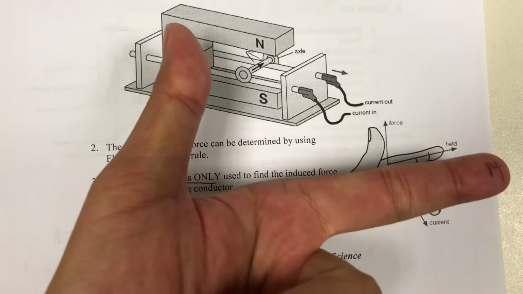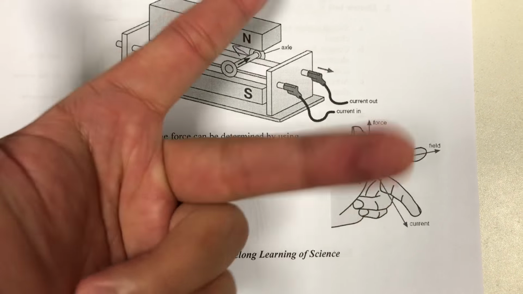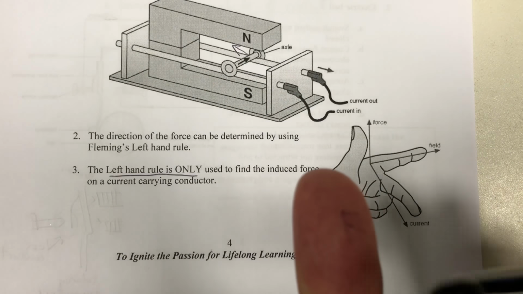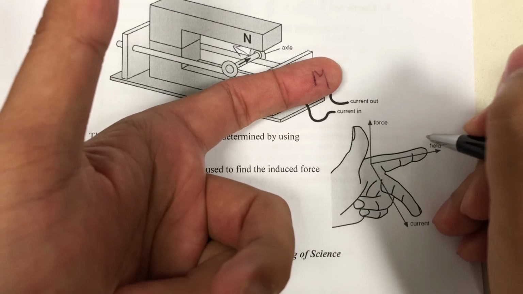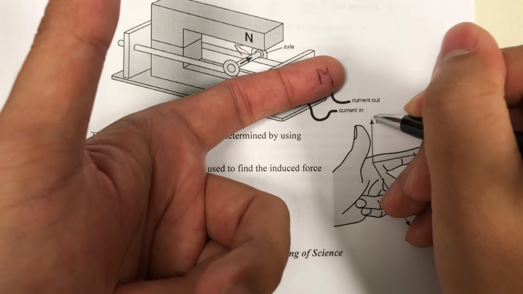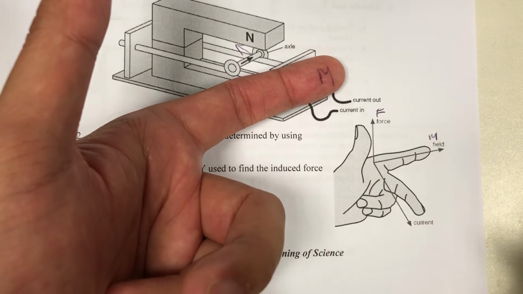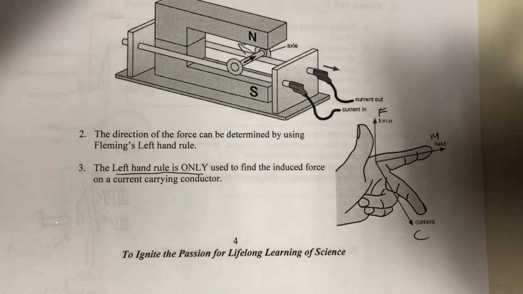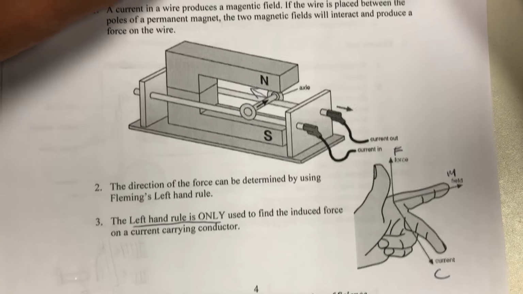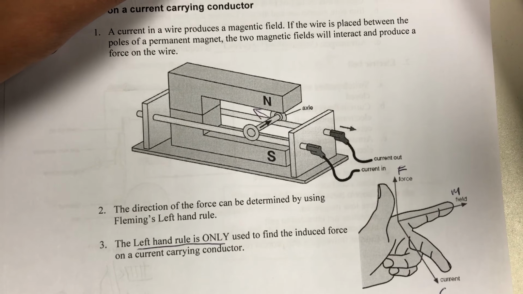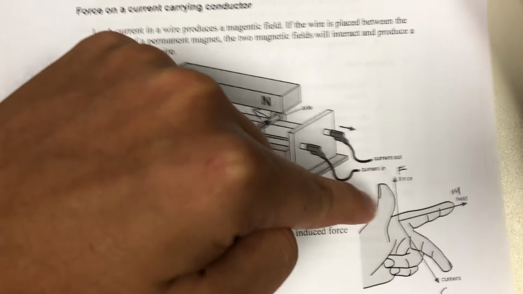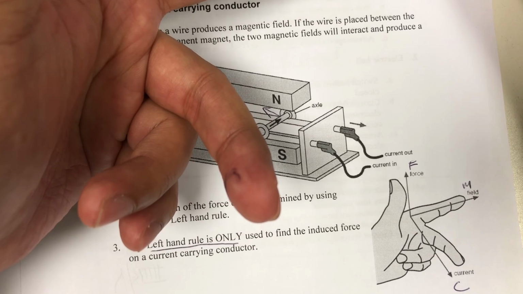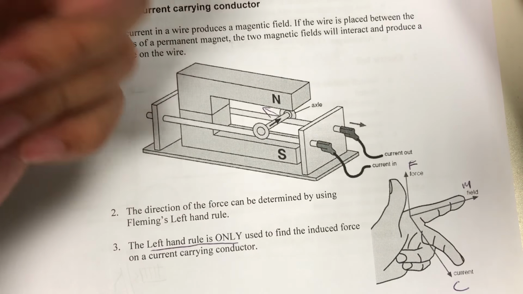Father, mother makes a gun, and after that the child will come out, right? So what does father, mother, child mean? Father means the force, mother means the magnetic field, child means the current. They are about 90 degrees to each other. So by knowing the direction of the magnetic field and the current, I can use the thumb to determine the direction of the force, which will also determine the direction in which the current-carrying conductor will move.